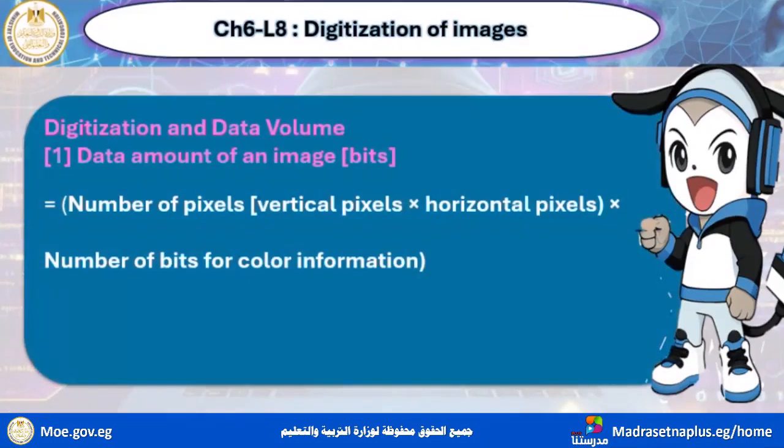How could we calculate or measure the amount of data in an image? We agreed that we have the DPI, which is equivalent to the number of pixels, vertical pixels multiplied by horizontal pixels. Now it's time to multiply this by the number of bits for color information, the depth of color. This is what we need to calculate the amount of image data.